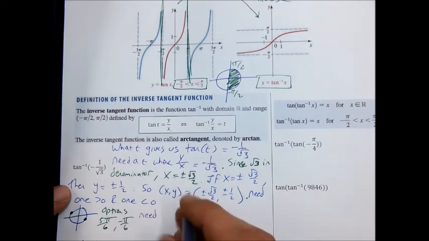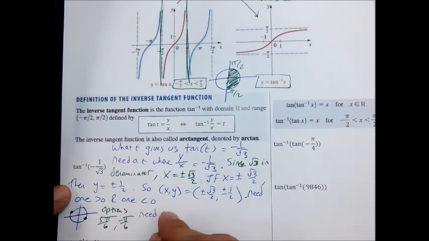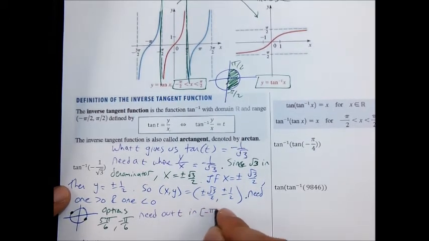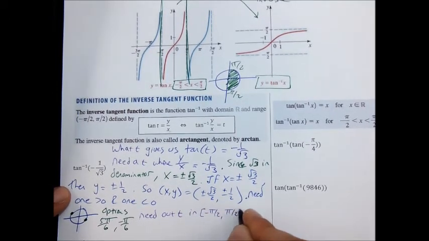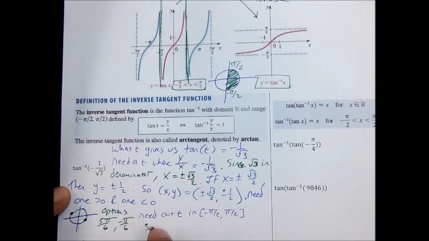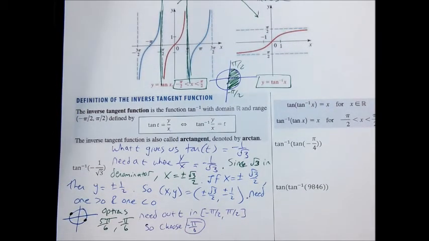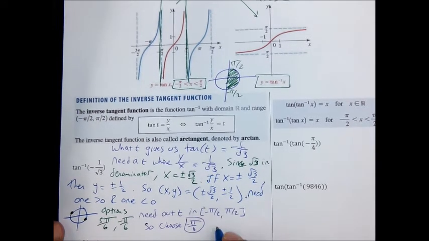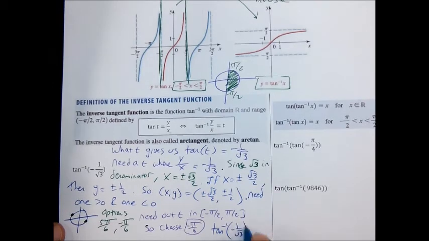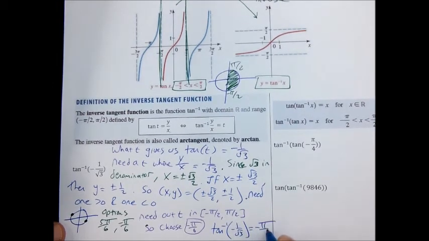The negative one. Very good. So we need RT to be between minus pi over 2 and pi over 2. And so we choose minus pi over 6. And so just as a final answer then, I will squeeze in my final answer right here. Tan inverse of minus 1 over root 3 is minus pi over 6.